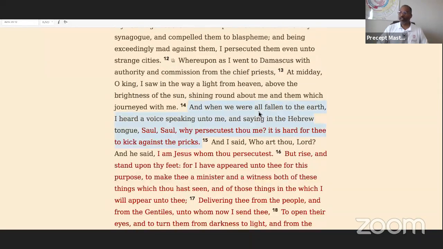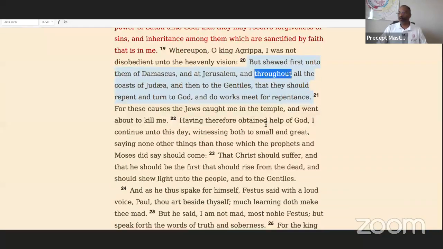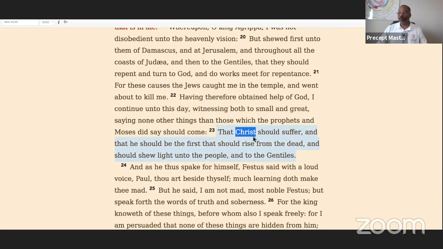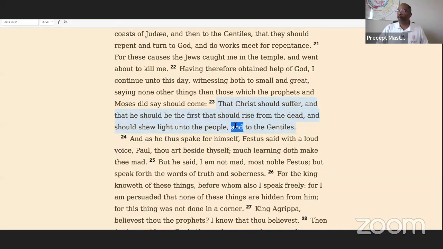Why? Let's go down. We're going to go down something, and we're going to start getting into it. Let's drop down and see something. He's saying, "Having therefore obtained help of God, I continue unto this day, witnessing both to small and great, saying none other things than those which the prophets and Moses did say should come." Because that's all Paul was ever talking about: that Christ should suffer, that he should be the first to rise from the dead, and should show light unto the people and to the Gentiles, talking about the Hellenistic Greeks. That's all he's talking about.